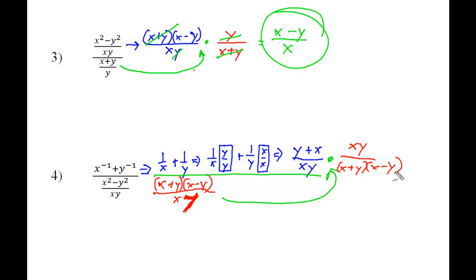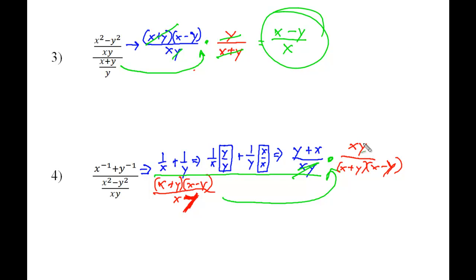Well, what's cool about this is that you notice that we're going to have some simplification to do. So in the simplification here, we're going to have x minus y. All right, change to green here. All right, so here's some simplification.